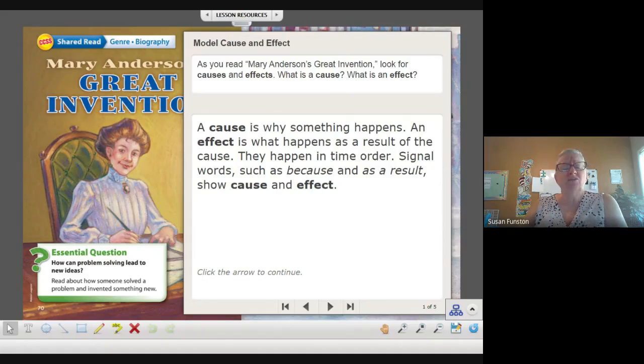So a cause is why something happens. An effect is what happens as a result of the cause. They happen in time order. Signal words such as because and as a result show cause and effect. So if you choose not to do your work and then you get a poor grade, the cause is you choosing not to do your work. The effect is getting a poor grade. Does that make sense?